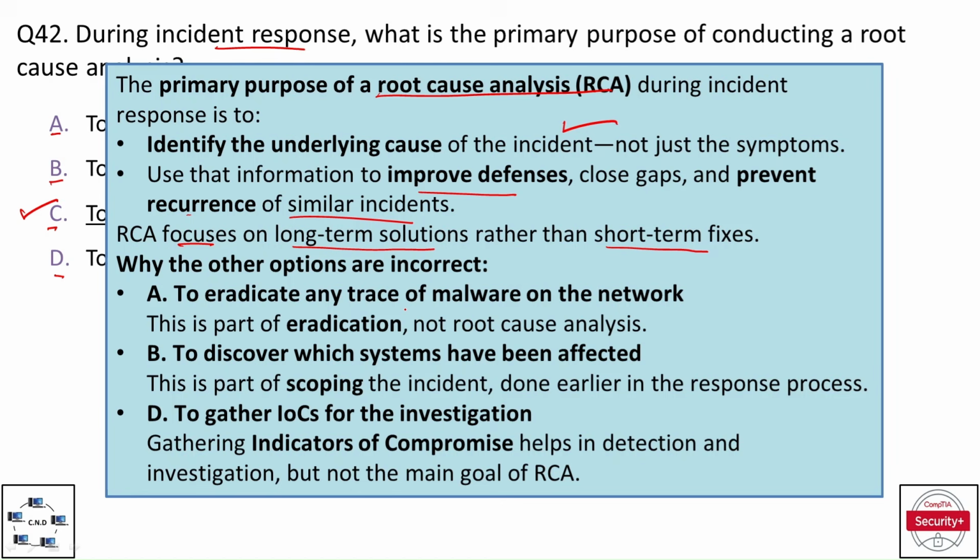Option A, to eradicate any trace of malware on the network. So this is part of eradication, not root cause analysis. Option B, to discover which systems have been affected. This is part of scoping the incident, done earlier in the response process. And option D, to gather indicators of compromise for the investigation. So gathering indicators of compromise helps in detection and investigation, but is not the main goal of root cause analysis.